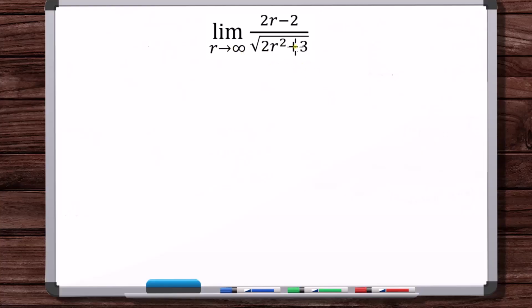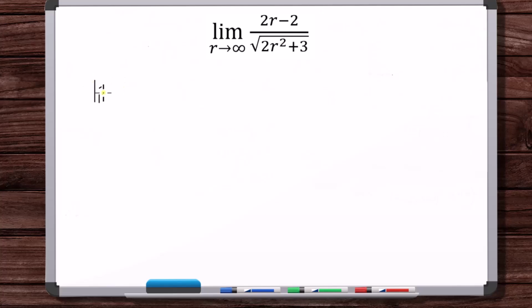So we have a limit at infinity, and this is not a rational function, but it's similar. We've got a root, because this is not a polynomial down here, but we're still going to divide the numerator and denominator by r to the power that's the order of the expression in the denominator. So we want to divide the numerator and denominator by r, okay?